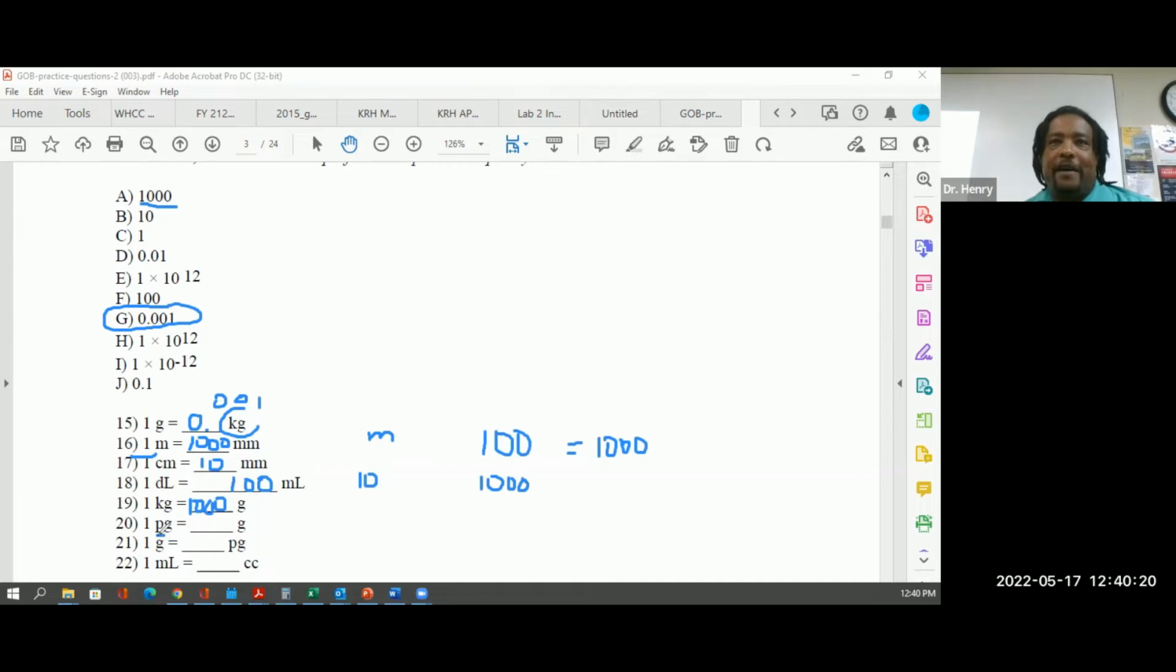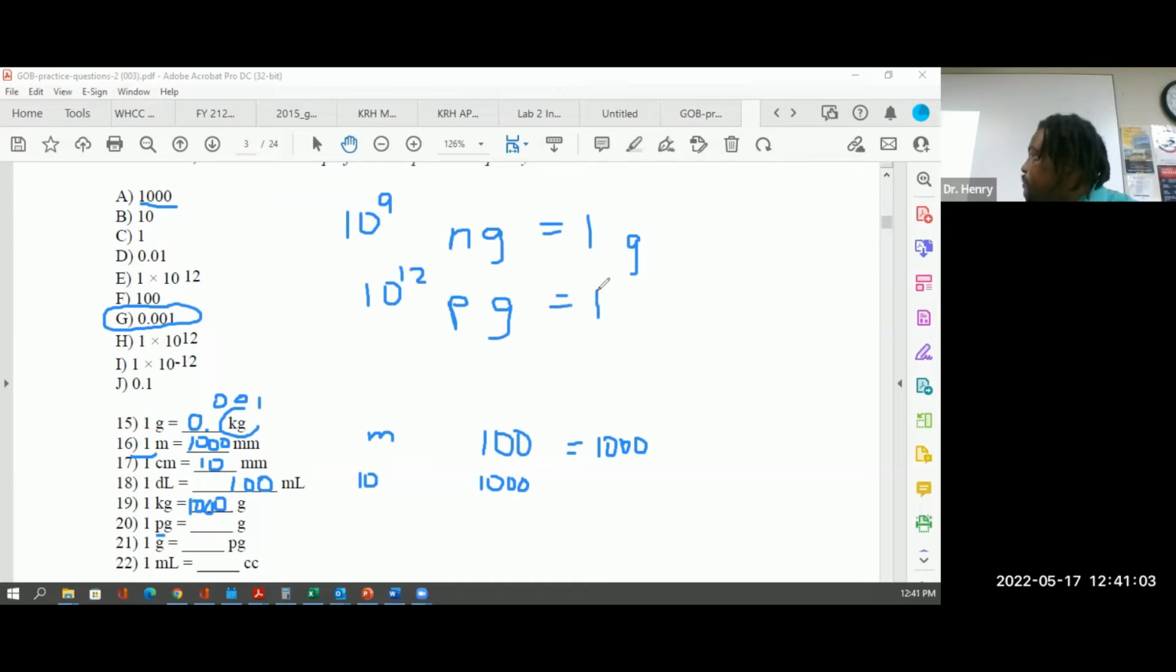Okay, a picogram. Let me give you a little hint. Nano means like a nanogram, nano, 9, both start with N, right? So a nanogram would be 10 to the 9, and that's going to equal 1 gram. So a pico is 10 to the 12th. So 10 to the 12th picograms will equal 1 gram.